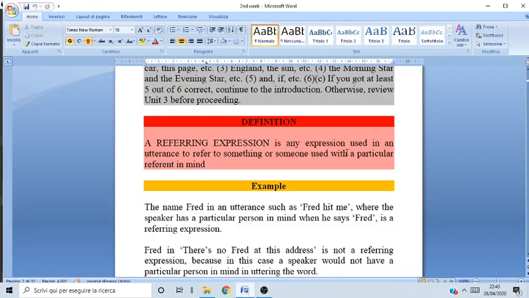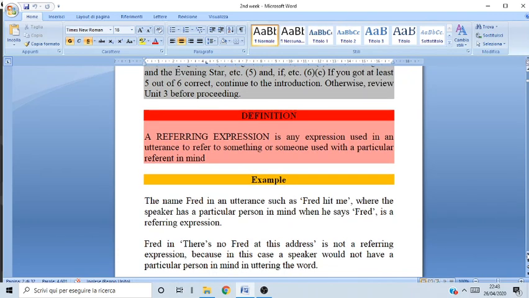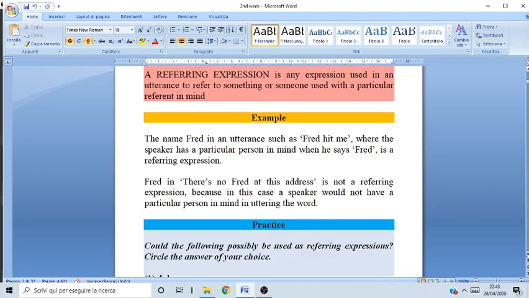So where were we? Okay, yeah. There are referents that are the concrete objects or people, and referring expressions that are the expressions used to refer to something or someone with a particular referent in mind. What does this mean? Let's look at the example. The name Fred in an utterance such as Fred hit me, where the speaker has a particular person in mind when he says Fred, is a referring expression.